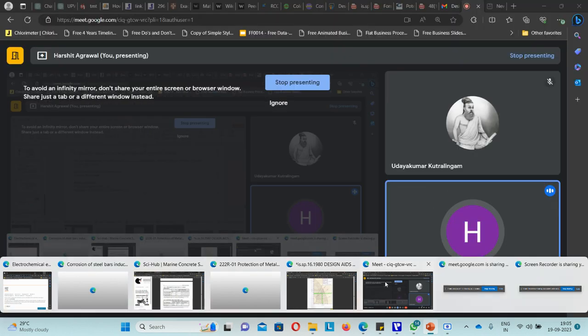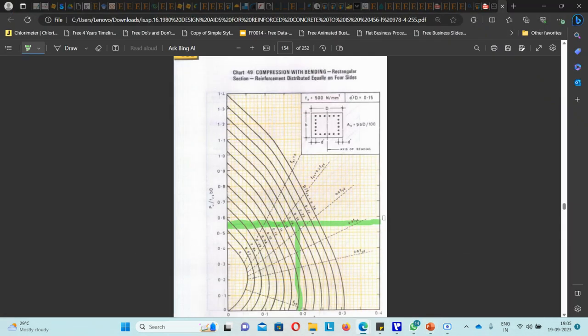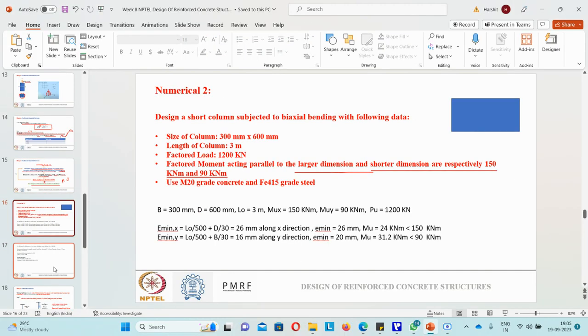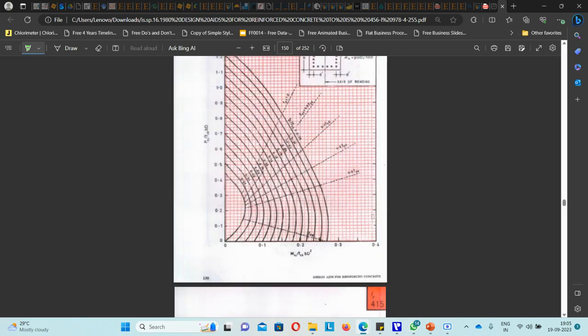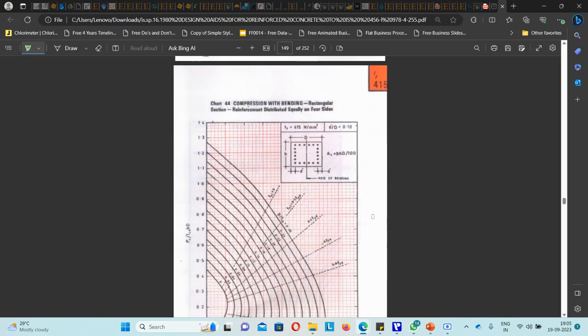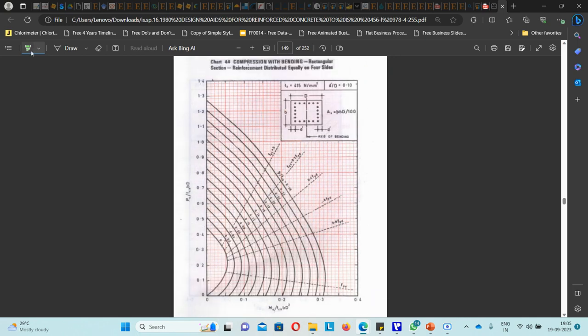Okay, now knowing these two values, again I will need to refer to the SP16 chart. Right now my d dash by d is 0.1, and fy is Fe415, and reinforcement is equally distributed along all the directions. So this is the chart: Fe415, reinforcement distributed equally along four sides, d dash by d 0.1. Right now my p by fck is 0.08, so I need to look at this curve. I'm just highlighting it for you. And my Pu by fck b D came out to be 0.33.